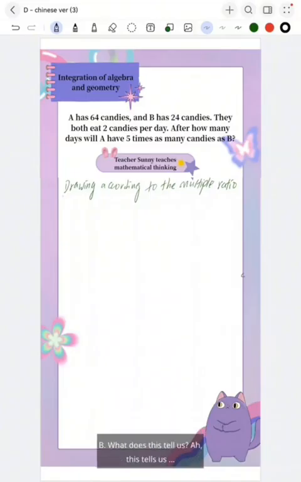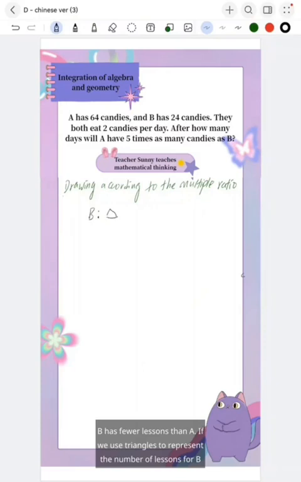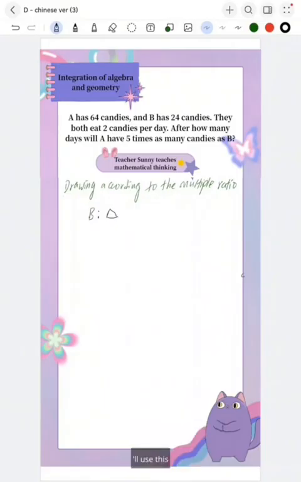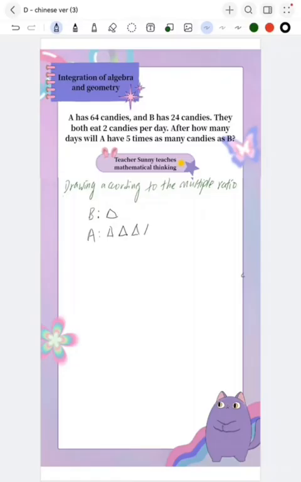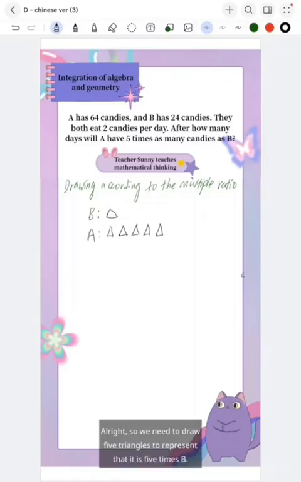What does this tell us? This tells us B has fewer lessons than A. If we use triangles to represent the number of lessons for B, of course you could also use line segments, but here we'll use a shape, a geometric figure, to visually represent it. So for example, if A is 5 times B, that means we need to draw 5 distinct triangles. Alright, so we need to draw 5 triangles to represent that it is 5 times B.